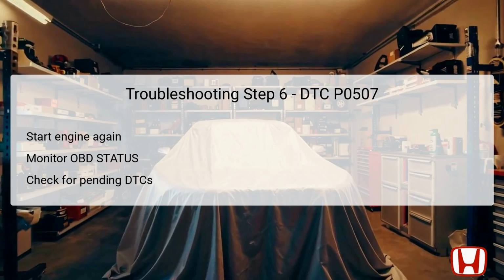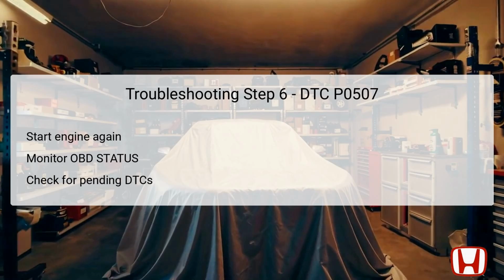In this sixth step, start the engine once more after performing the idle learn procedure. Hold the engine speed at 3,000 RPM without load until the radiator fan activates. This action will help assess the behavior of the idle control system again under set conditions.